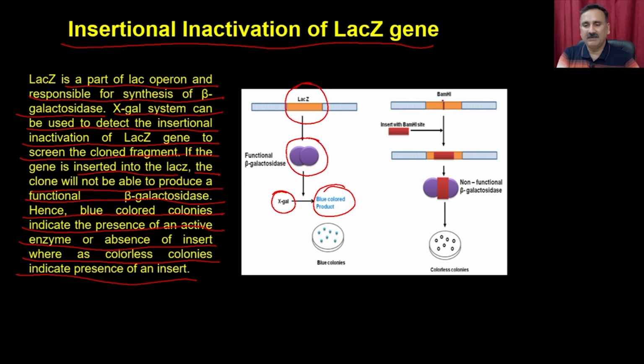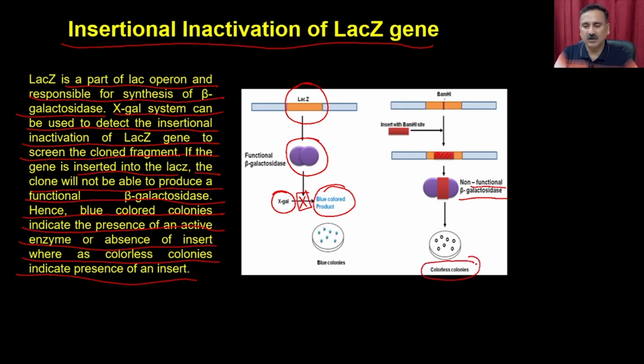But if you have the BamHI site which is there in the LacZ, and if you use this site and insert, then you are going to put your insert within the coding sequence of the LacZ, and as a result it is going to give you a non-functional beta-galactosidase, and if you have the non-functional beta-galactosidase, it will not be able to catalyze this particular reaction, and as a result it is going to give you colorless colonies.